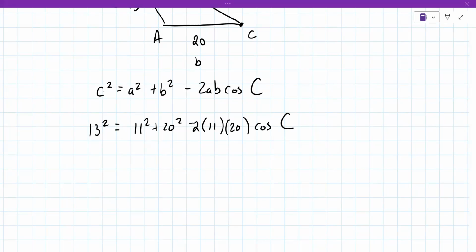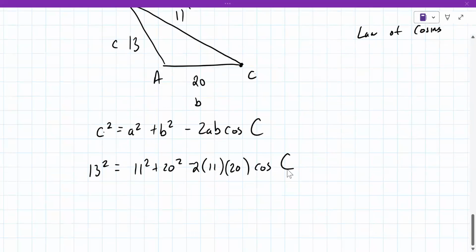Well, for angles, wouldn't we need the angle C for cosine of C, right? Do that one more time. Like we would need the angle to be plugged in for cosine of C. We're using this formula to find the angle. So it's the only unknown. Like in the other version of law of cosines, you are given the angle. Here you're not given the angle. So you have to move the 11 squared over, move the 20 squared over, divide by this number, and then take the inverse cosine.